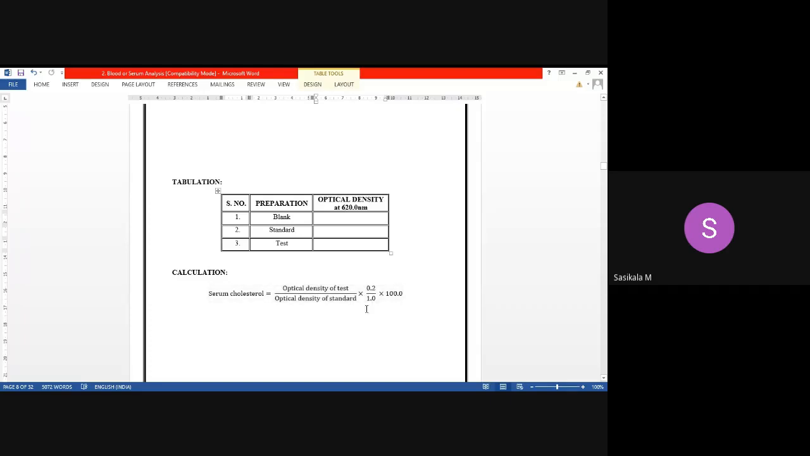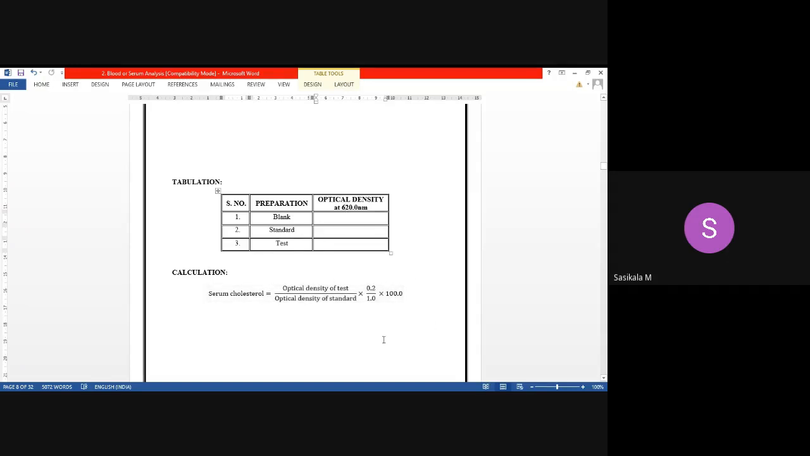So 0.2 divided by 1 represents the dilution you have made for the sample and the concentration of standard. This is constant. For any sample, if you take cholesterol, that will be constant, 0.2 divided by 1. And 100 is there in order to get milligram, since the normal reading is mentioned as 200 milligram per 100 ml. So in 100 ml, how much quantity of cholesterol is present? To determine that, 100 is added here.